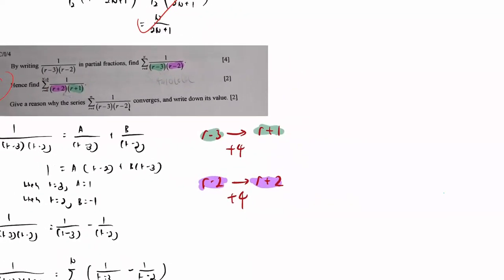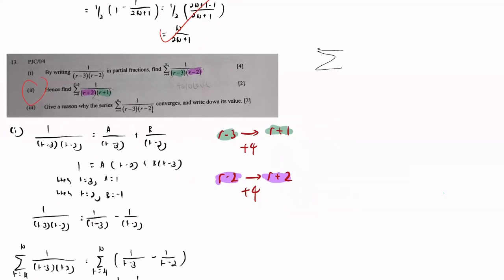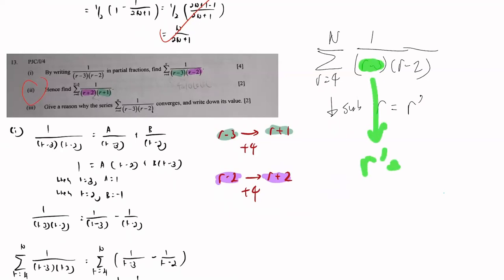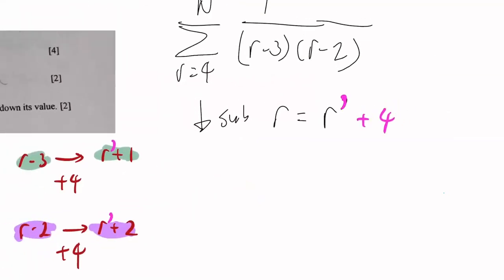So you can do the trick that I just taught you about index shift. Start off with the expression we had, R equals to 4 to capital N of 1 over R minus 3 times R minus 2. Then we can simply sub R with, let's say, R prime. In this case, make a clever guess. What do you think you want? How do you convert the R minus 3 into, let's say, R prime plus 1? I'll put a prime here. Plus 4. Yes, correct. Very good. R prime plus 4. Okay, so we're going to do that.